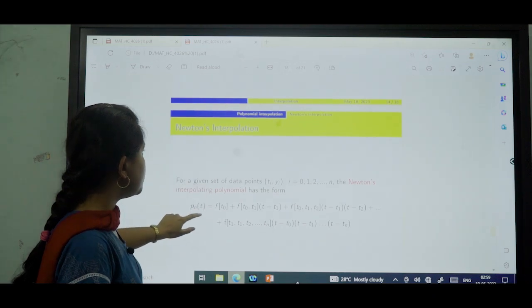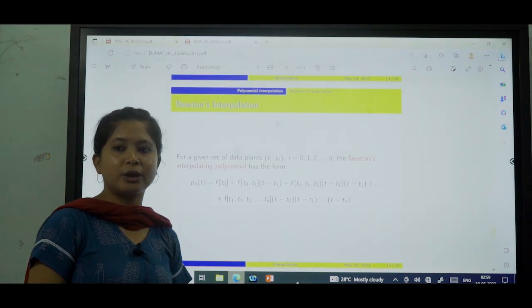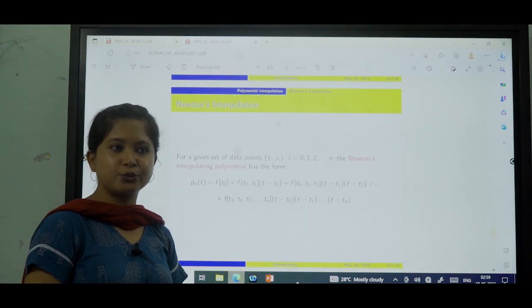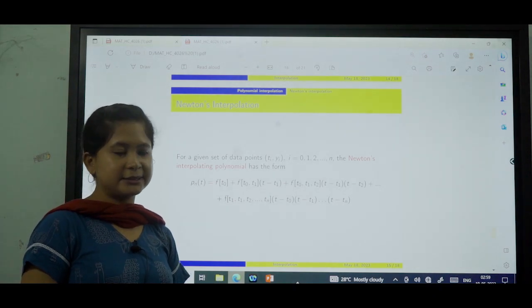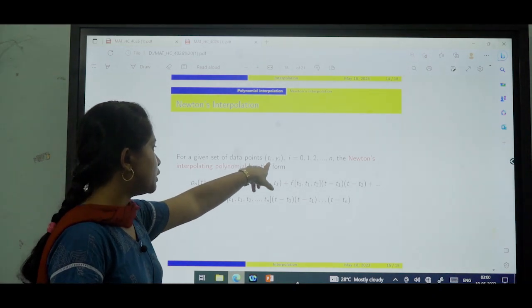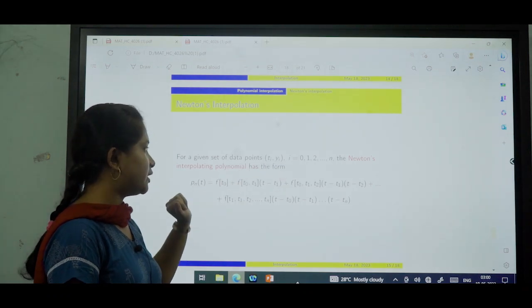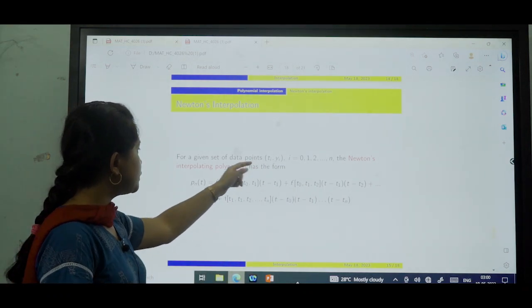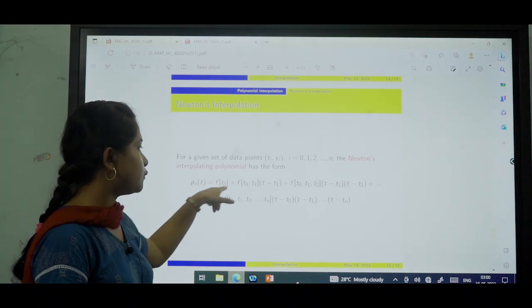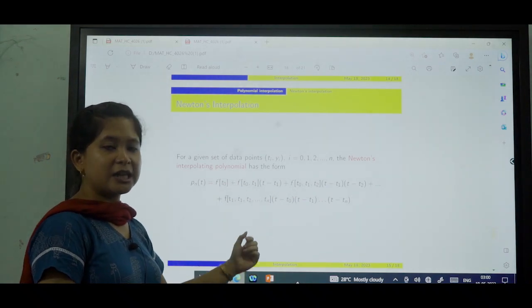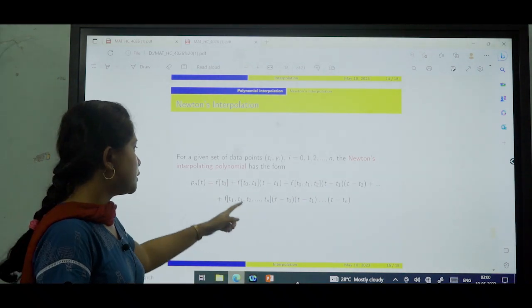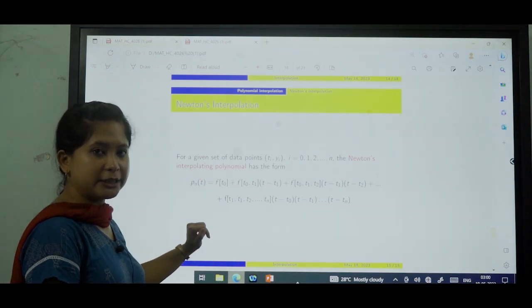Now next, coming to Newton's interpolation. Here also, what is the first basic requirement we need? We need data sets, isn't it? So we are given data points. These are the data points we are given. Then with these data points, Newton's interpolating polynomial is of this form. The derivation we can keep for our next class. So this is the form of Newton's interpolating polynomial.